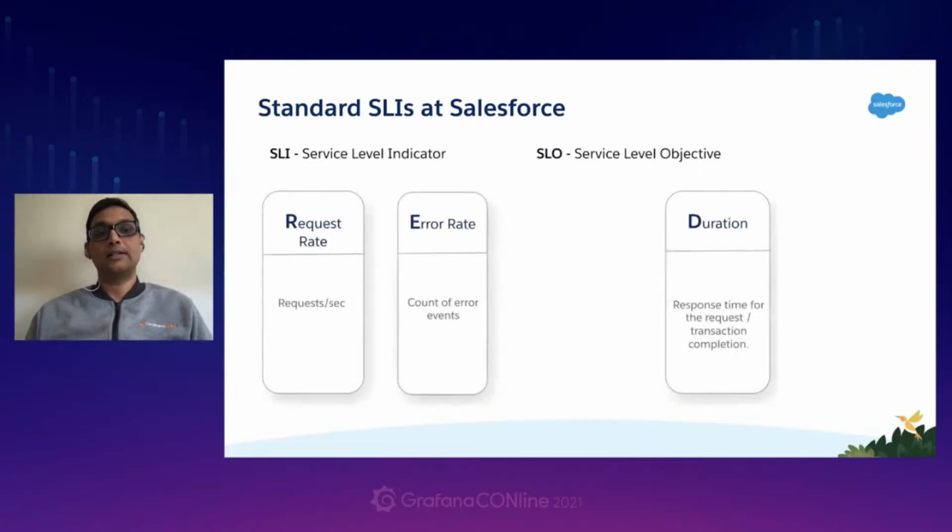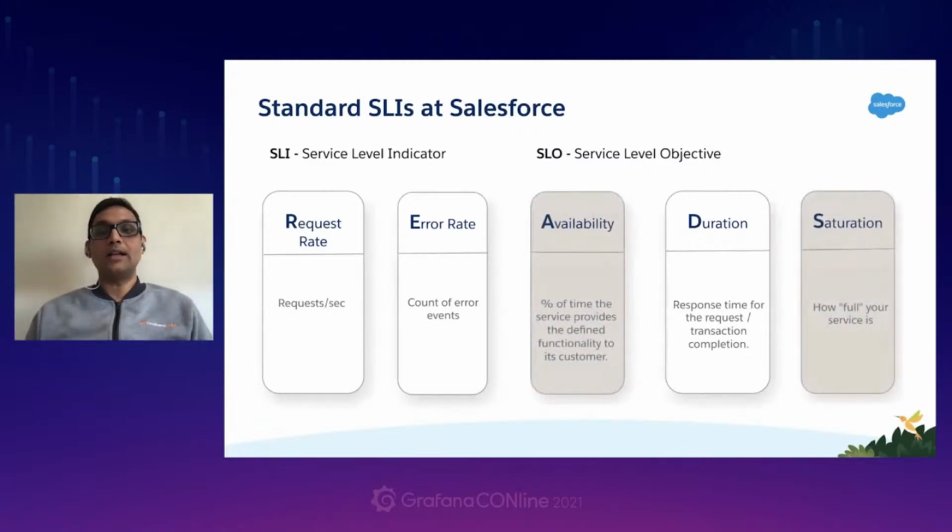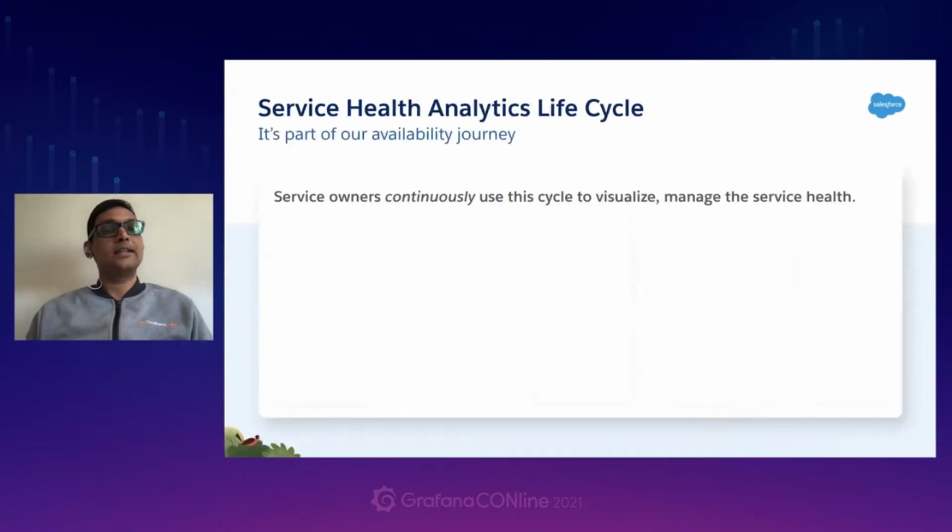Here are the standard SLIs that Google has introduced to the industry: request rate, error rate, duration, and so on. We have added availability and saturation to this list and prescribed that every Salesforce service emit these as standard golden health signals. Here onwards, I refer to these as RED in my demo. Let's see how a typical service health analytics lifecycle works at Salesforce.